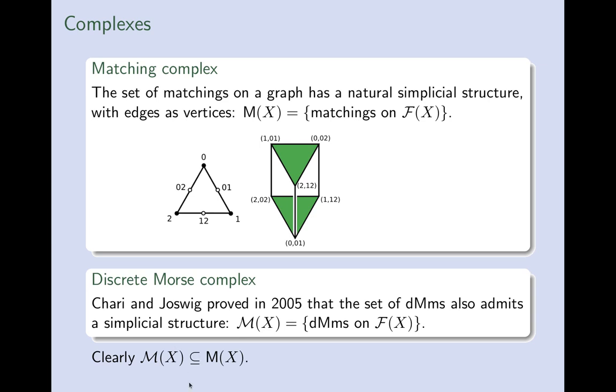In fact, much more is true, meaning that this discrete Morse matching complex is the starting point of a filtration that abuts to the matching complex. But I'll talk about this in another video.